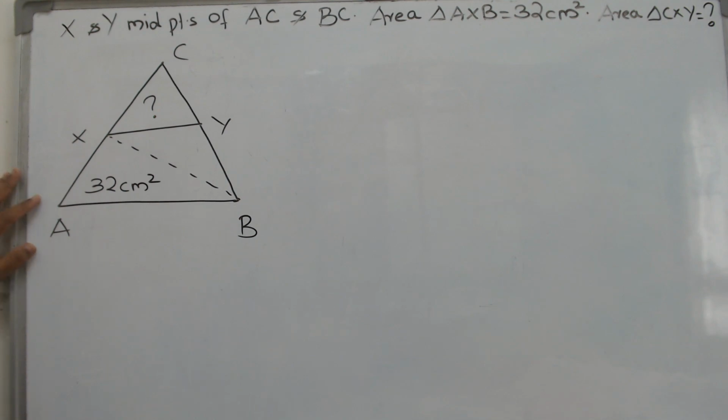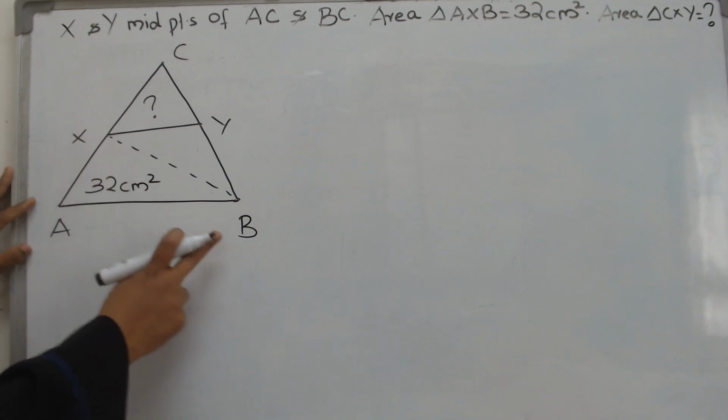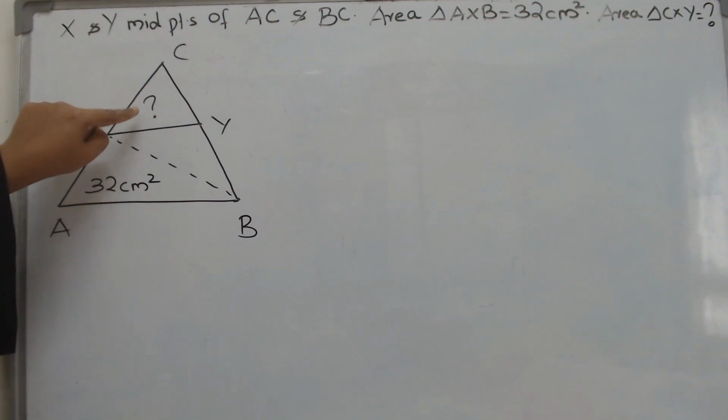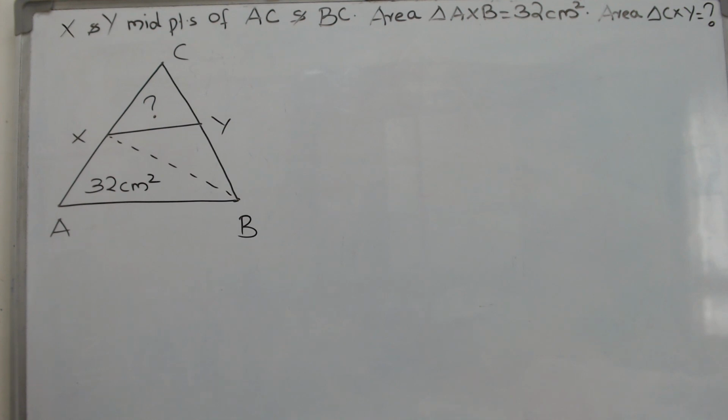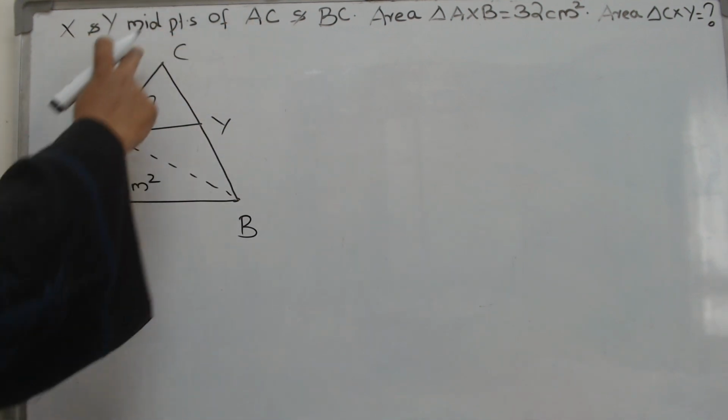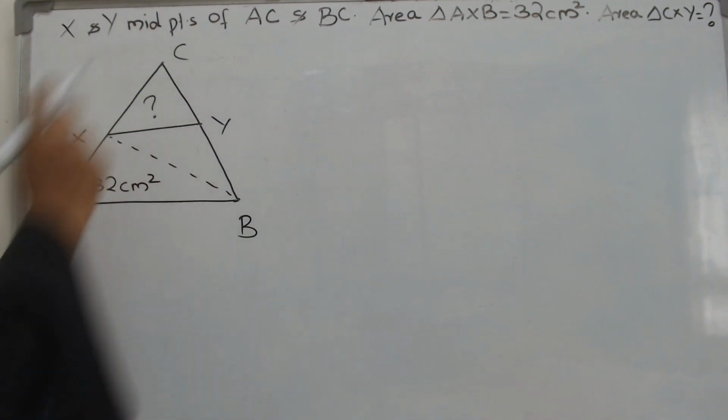Here we have a triangle ABC. Area of the triangle AXB is given as 32 centimeters square. What we need to find is the area of this triangle here, CXY. What else is given? X and Y are the midpoints of AC and BC.